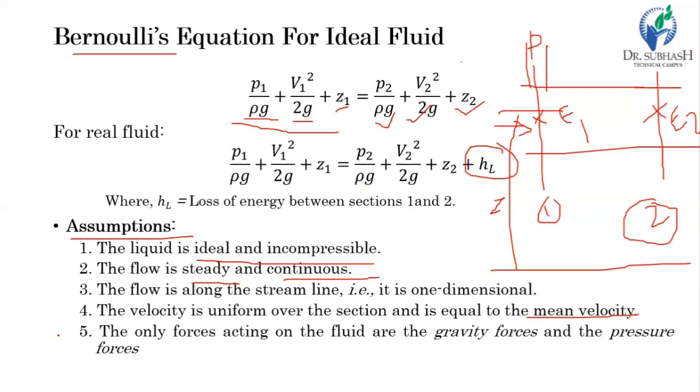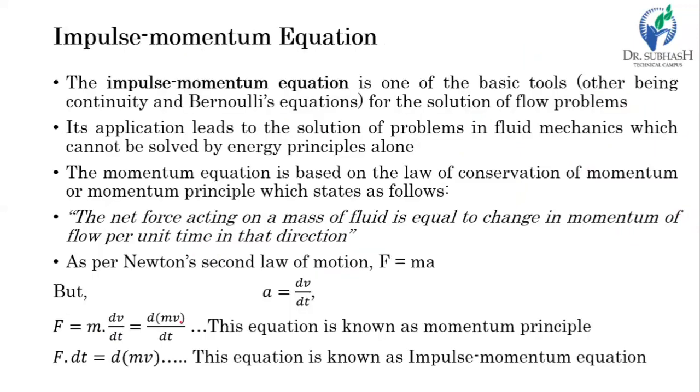The last assumption is the most important among all these, because we discussed in the previous session that among all five or six forces, we have considered only the gravity force and pressure force for the sake of simplicity while deriving Euler's equation of motion. So these all are the assumptions. Now the equation. The equation is a basic tool for the solution of problems.